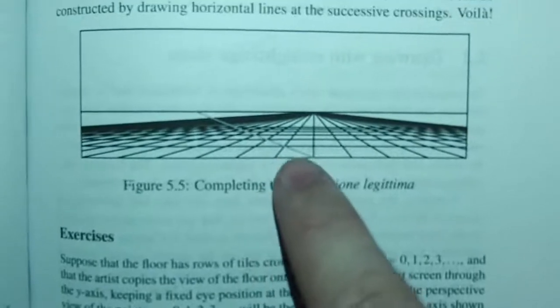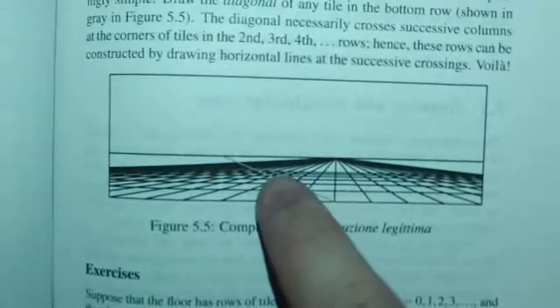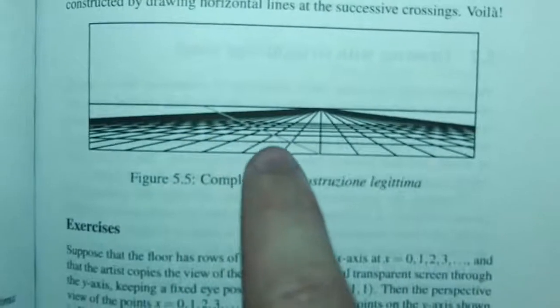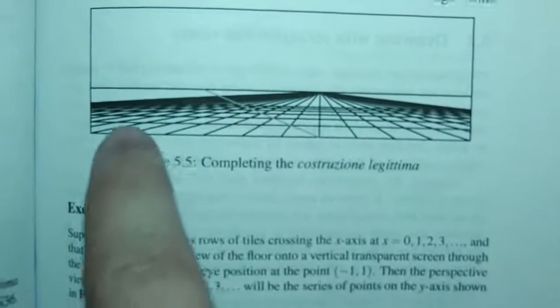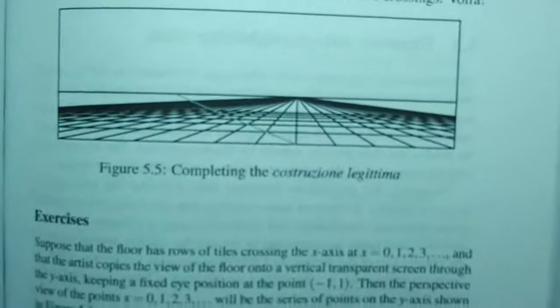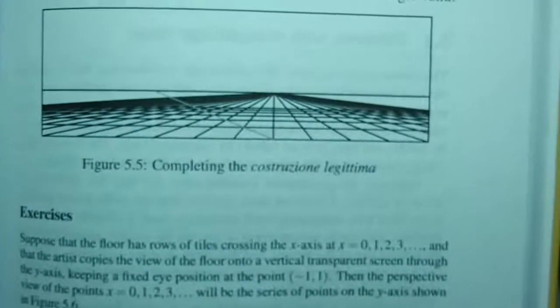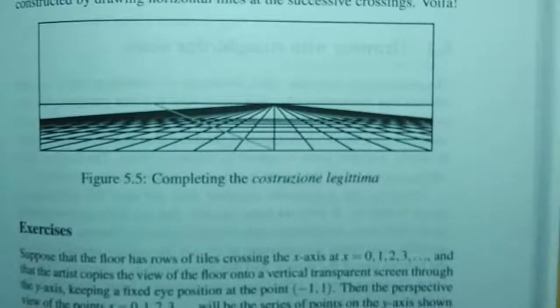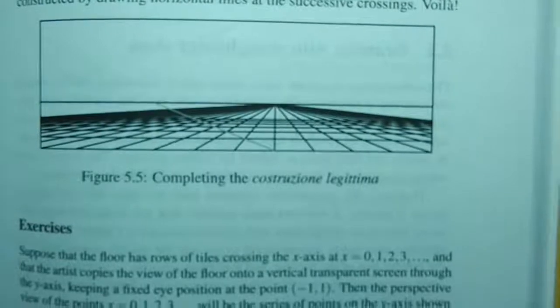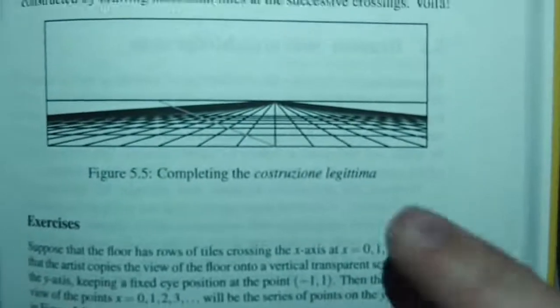Okay, so once that diagonal has been drawn, it intersects all those lines on this side, which gives me intersection points, and I can draw the subsequent horizontal lines that make this tiling proper. So now it really looks like a tiled floor off to the horizon, right? So this is how the Italians did it.